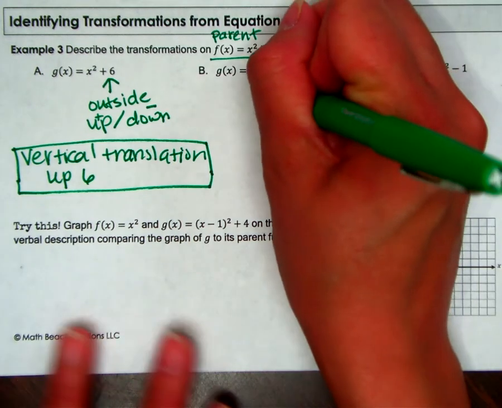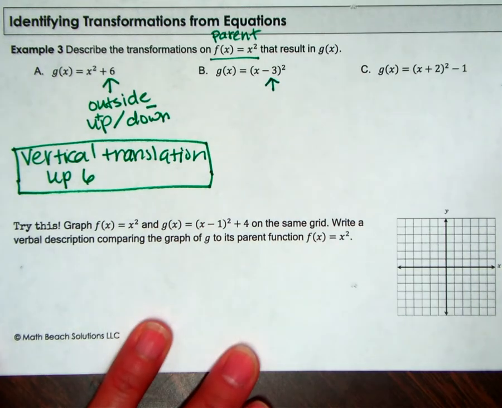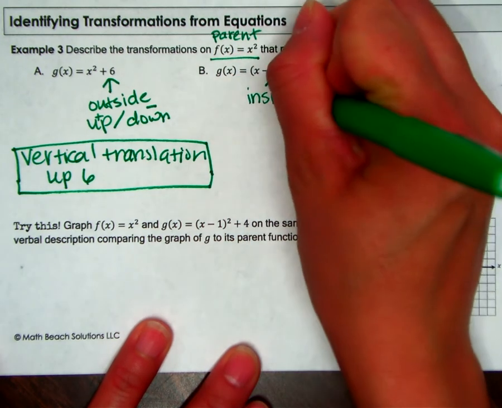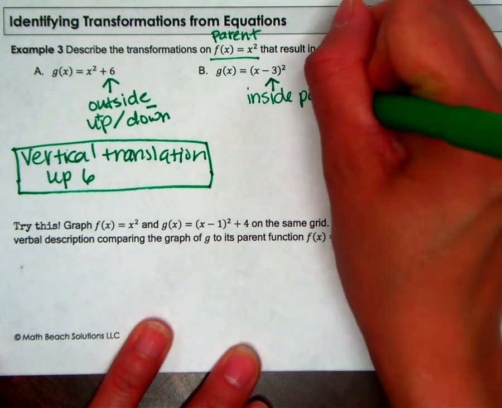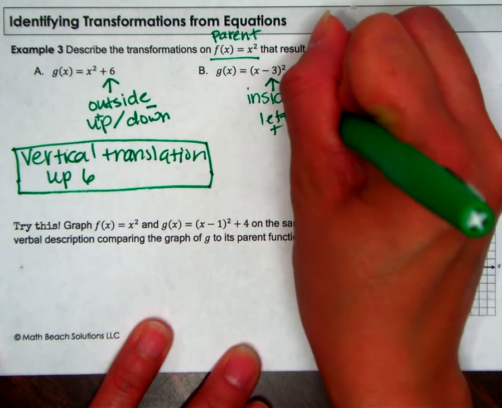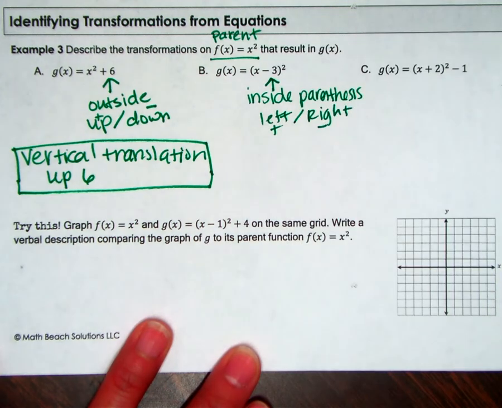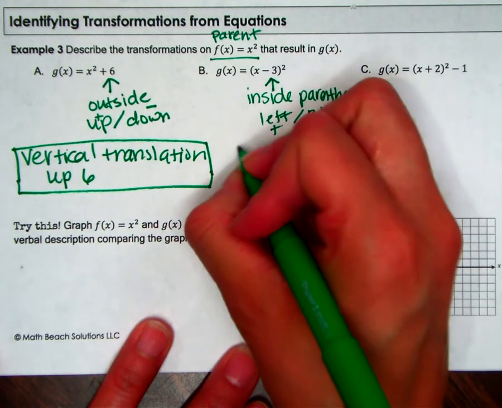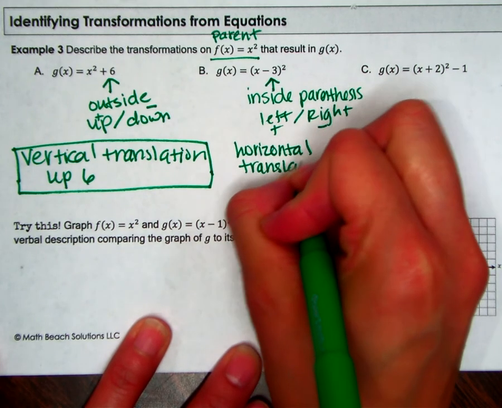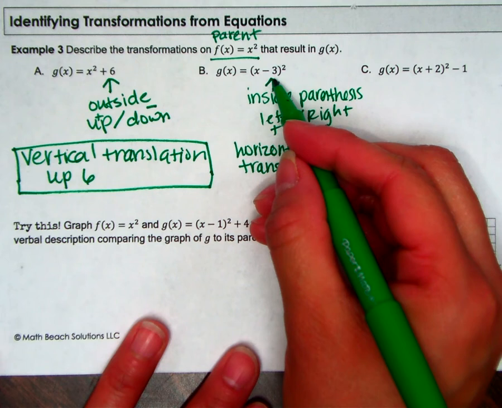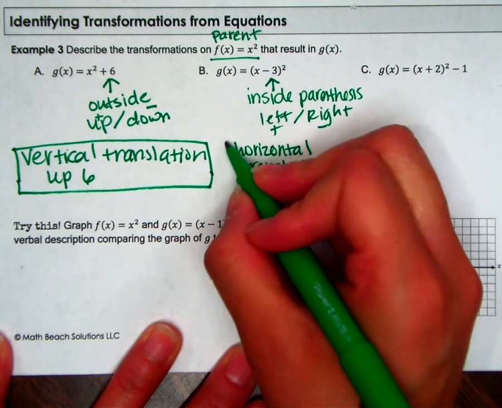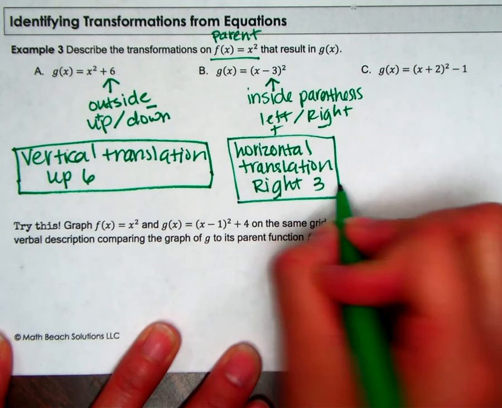Here, we have g of x equals x minus 3 squared. On the inside is the minus 3. So inside the parentheses, it's left if you see a plus sign, or right if you see a minus sign. It's the opposite. So here, it's a horizontal translation. And if you're moving minus 3, it's going to be the opposite. So right 3, opposite sign, to help you recognize the transformation.